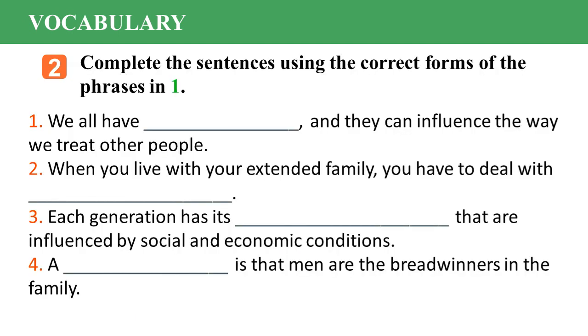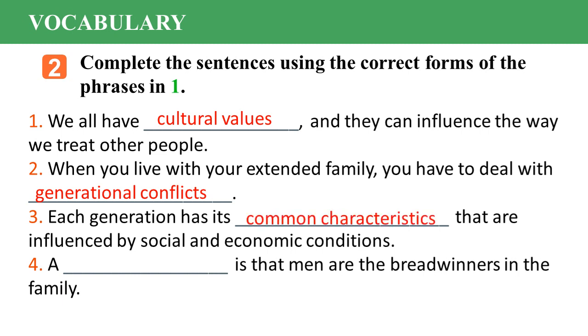Now continue with activity 2. Complete the sentences using the correct forms of the phrases in 1. Number 1. Cultural values. Number 2. Generational conflict. Number 3. Common characteristic. Number 4. Traditional view. Okay, all correct. Wonderful.